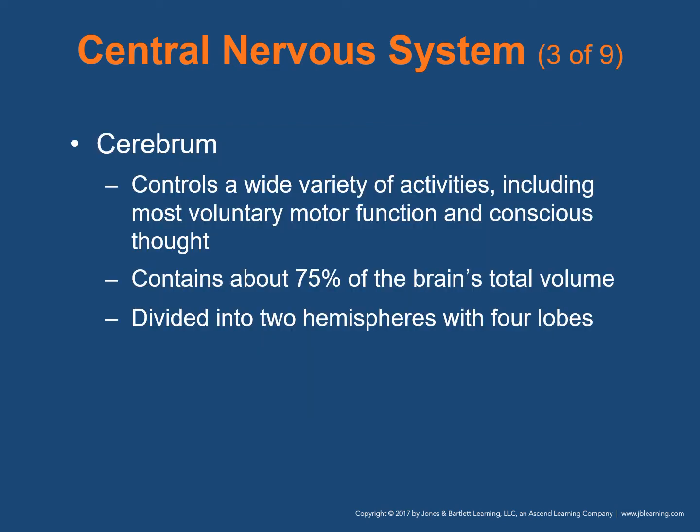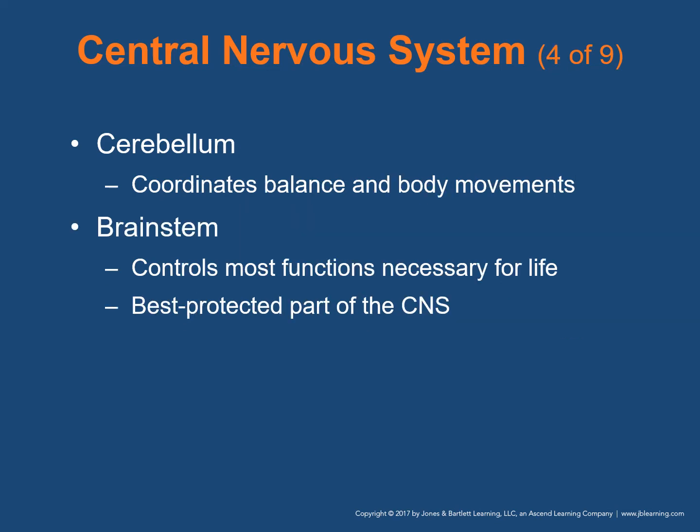The cerebrum controls a wide variety of activities, including most voluntary motor function and conscious thought. It contains about 75% of the brain's total volume. It's divided into two hemispheres with 4 lobes. The cerebellum coordinates balance and body movement. The brainstem controls most functions necessary for life, including the cardiac and respiratory systems and nerve function transmissions. It's the best protected part of the CNS. So of all the parts of the CNS, the brainstem is the most protected.